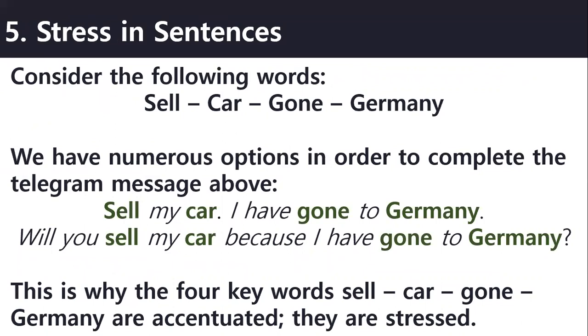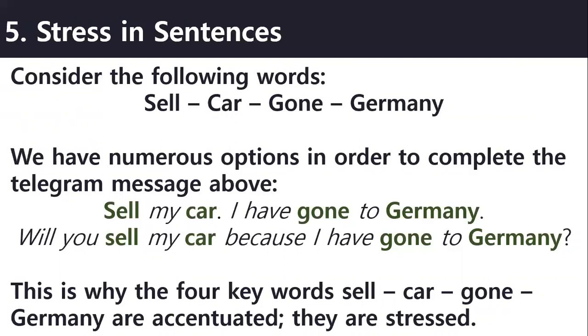Consider the following words: sell, car, gone, Germany. Now read them as if they are part of a sentence. Notice that even if it is still not grammatically correct, because we have 4 words separated, sell, car, gone, Germany, there is still a little bit of sense in it, and we are able to get a general idea about it. We have numerous options in order to complete the telegram message above.